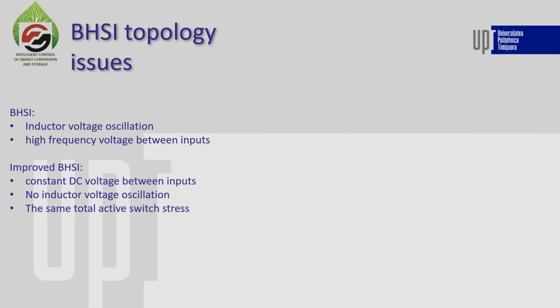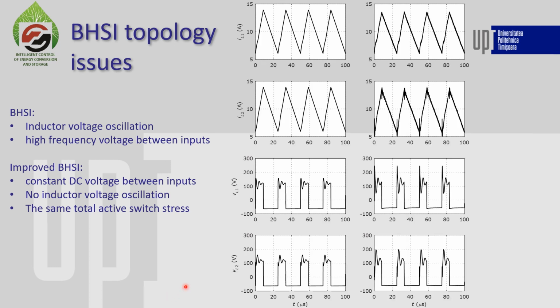We also have seen some issues on this topology. We see here on the left simulation results and experimental results on the right. We have the two inductor currents and the two inductor voltages. And we see here that we have some oscillations on the two inductors. Of course, they are complementary because these oscillations appear when the two inductors are connected in series.